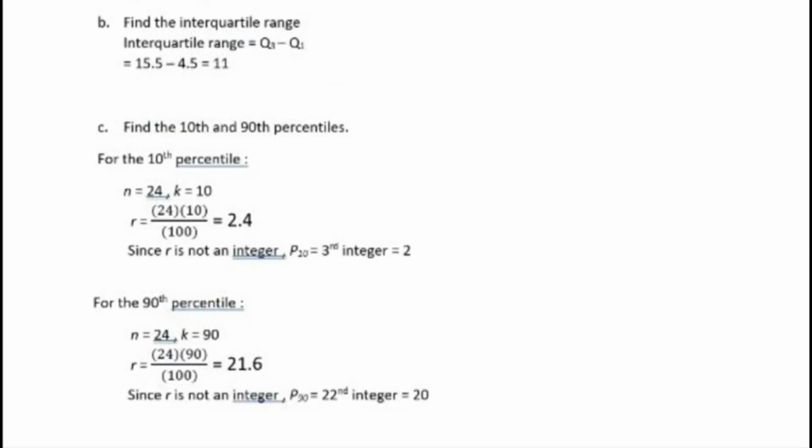For part C, I have to find the 10th and 90th percentiles. For the 10th percentile, same goes. I'll be using the equation R equals nk over 100, k equals 10, so I got the answer 2.4. Since R is not an integer, the 10th percentile equals the third observation, which is 2. For the 90th percentile, n equals 24 and k equals 90, R equals nk over 100, meaning the answer is 21.6. Since R is not an integer, the 90th percentile equals the 22nd observation, which is 20.